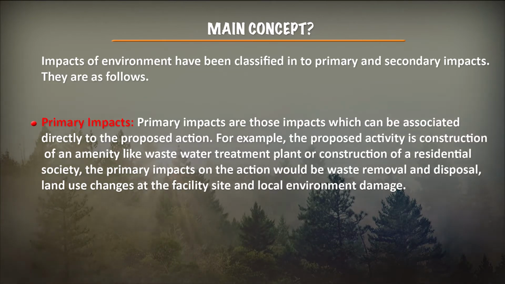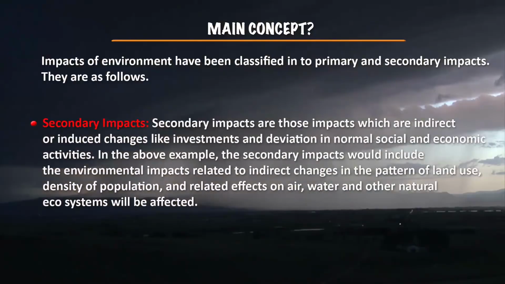For example, the proposed activity is a construction site of an amenity like a wastewater treatment plant or construction of a residential society. The primary impacts of the action, that is construction, would be waste removal and disposal, land use changes and also the facility site and local environmental damage. If we consider the secondary impacts, they are those impacts which are indirect or induced changes like investments and deviation in normal social and economic activities.